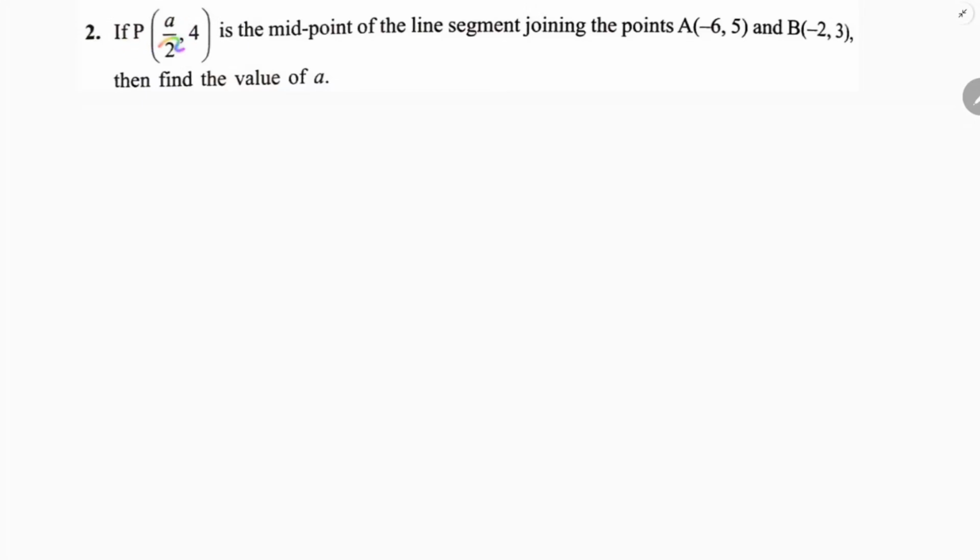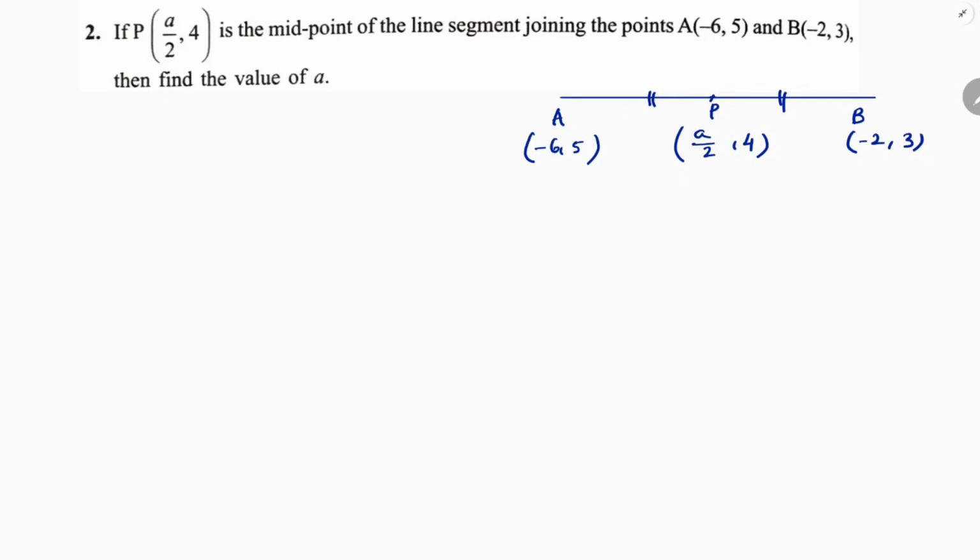If P(a/2, 4) is the midpoint of the line segment joining A and B. So here AB is a line segment. A is (-6, 5), B is (-2, 3), and the point P is the midpoint, clearly mentioned, (a/2, 4). So this I'll consider (x1, y1) and B I'll consider as (x2, y2).